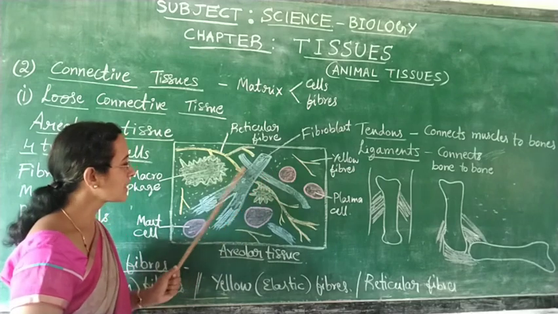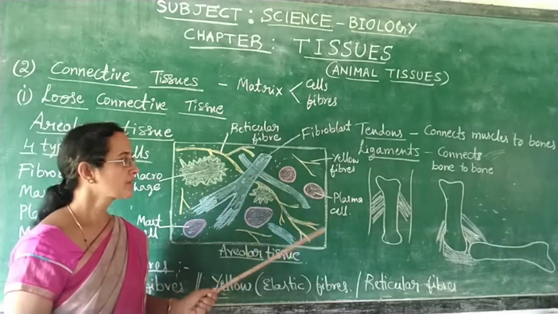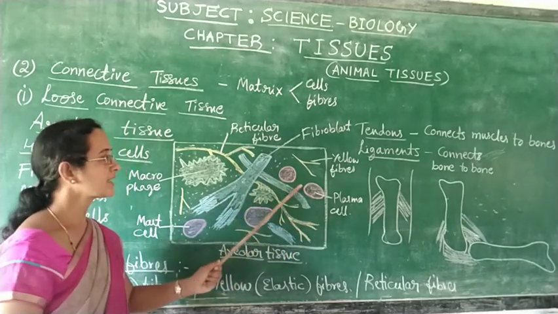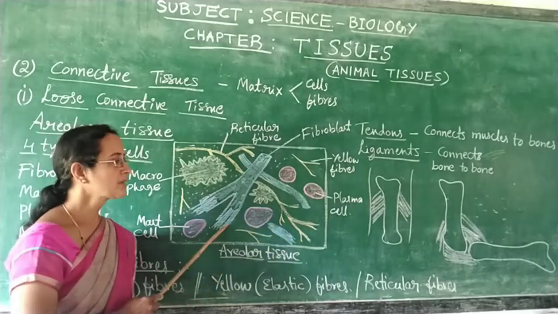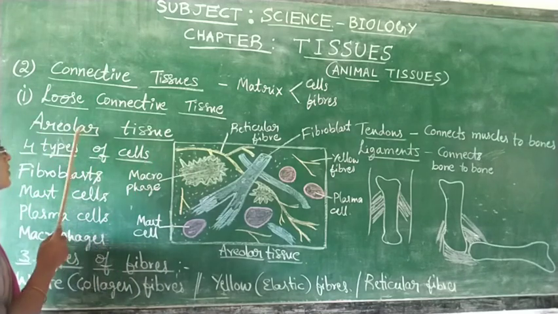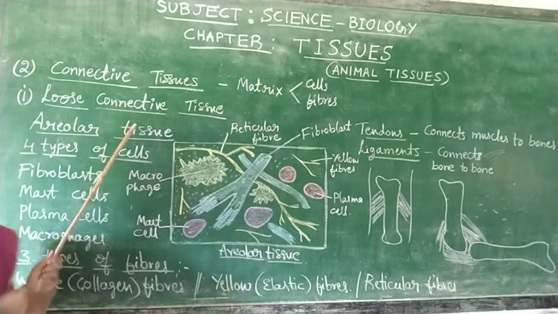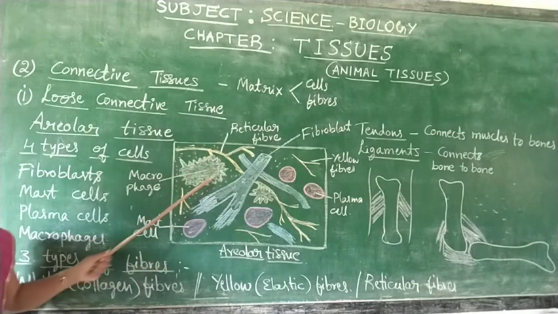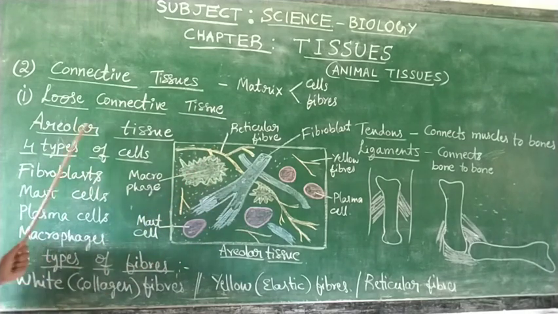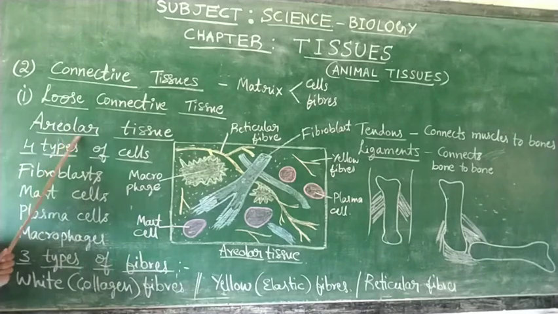Reticular fibers are highly branched. So here you are finding certain cells also. So depending on the nature of the matrix, when it is considered as loose, the first type is the loose connective tissue. Here the matrix is very loose. So here, for example, is areolar tissue.